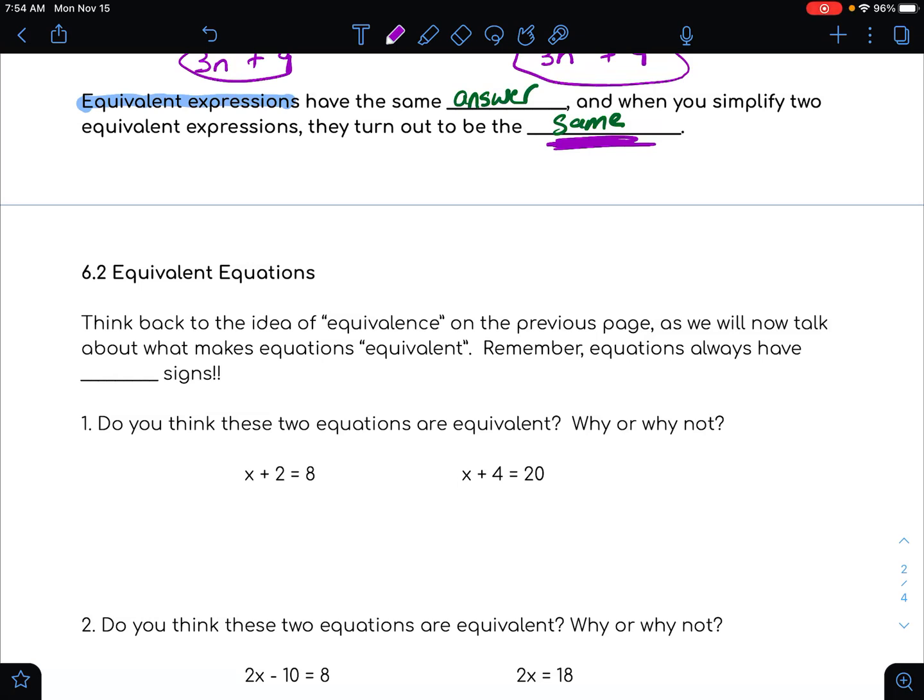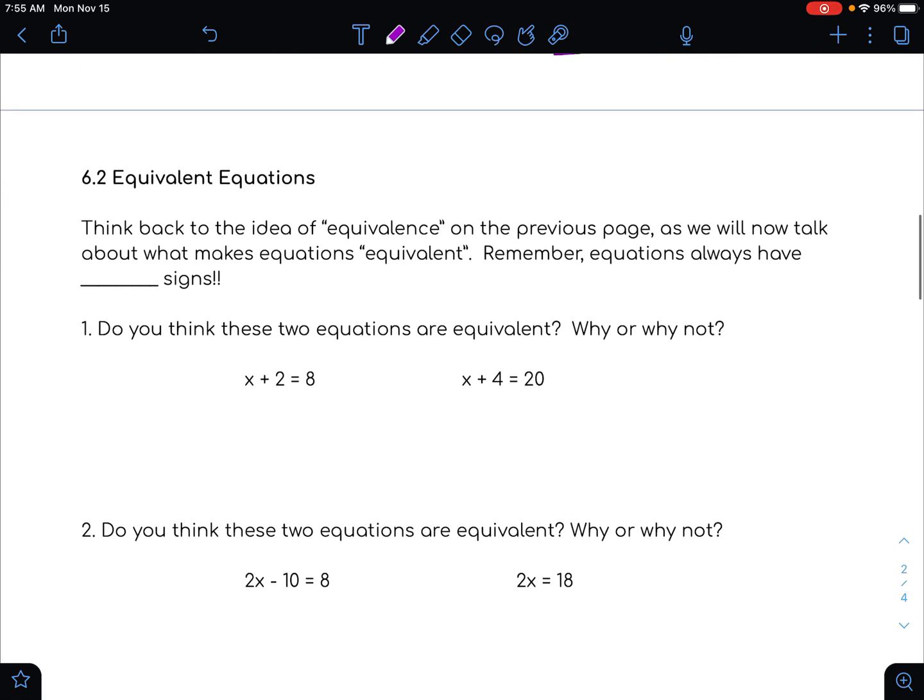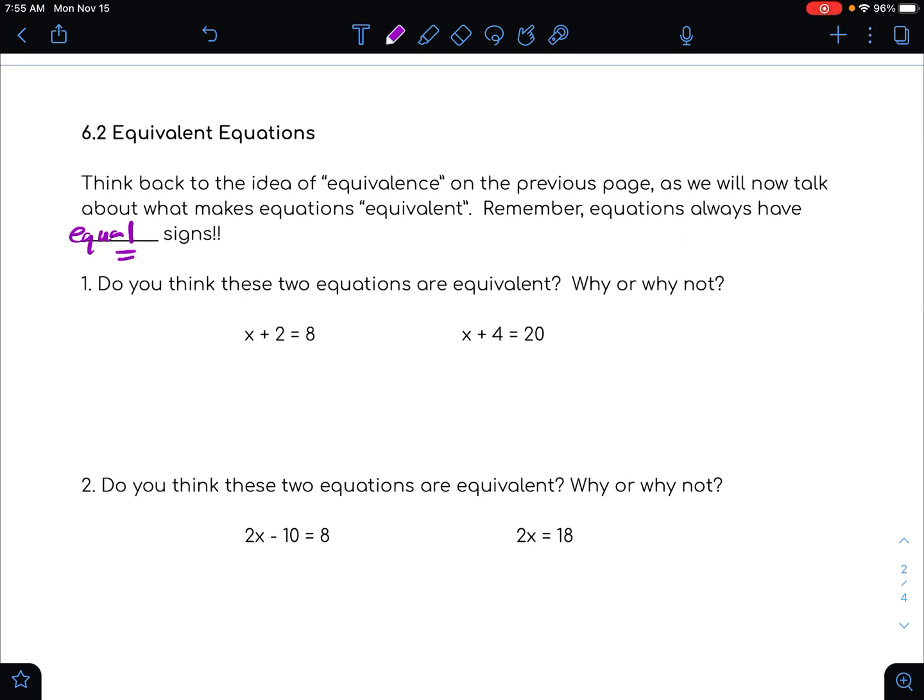So we talked about equivalent expressions in the previous set of problems, and now we'll talk about equivalent equations. So think back to the idea of equivalence on the previous page, as we will now talk about what makes equations equivalent. Remember, equations always have equal signs, right? So now we see some equations down below. And the questions in 1 and 2 are the same. Do you think that these two equations are equivalent?